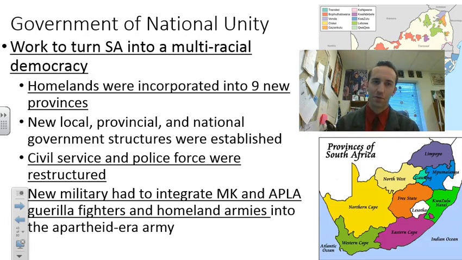The civil service and the police force will be restructured to actually include black people. And the new military will have to integrate to include the MK and the APLA from the PAC guerrilla fighters, as well as the homeland armies, so they have to really mix up their new military to include the 90% black population.